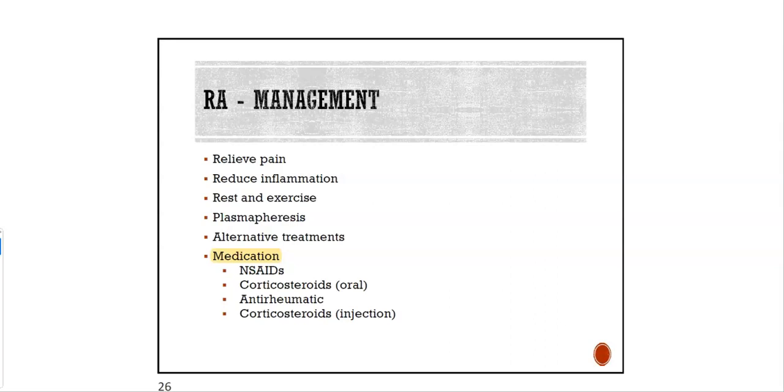But unfortunately, when you're giving systemic treatment through oral corticosteroids, then you may run into the systemic side effects. So again, risk versus benefits, and that's why we usually start with NSAIDs. And if that doesn't work, we can start giving corticosteroids or a combination of. And then last resort will be your anti-rheumatic or immunosuppressant drugs.